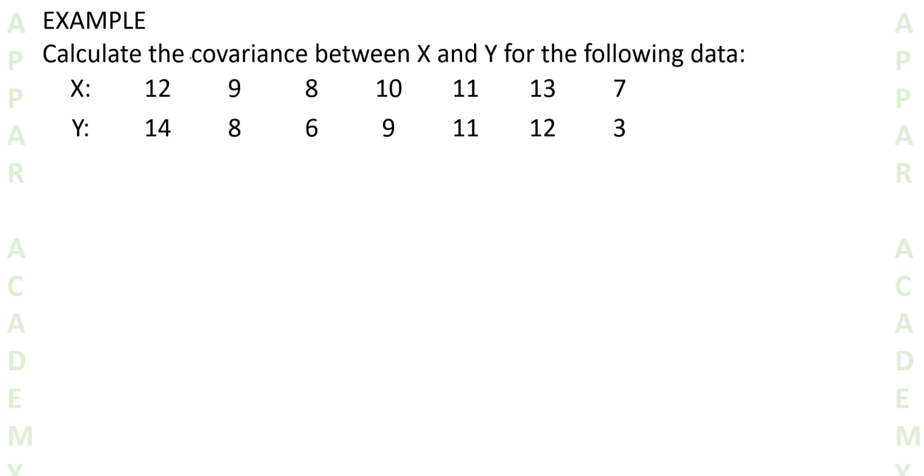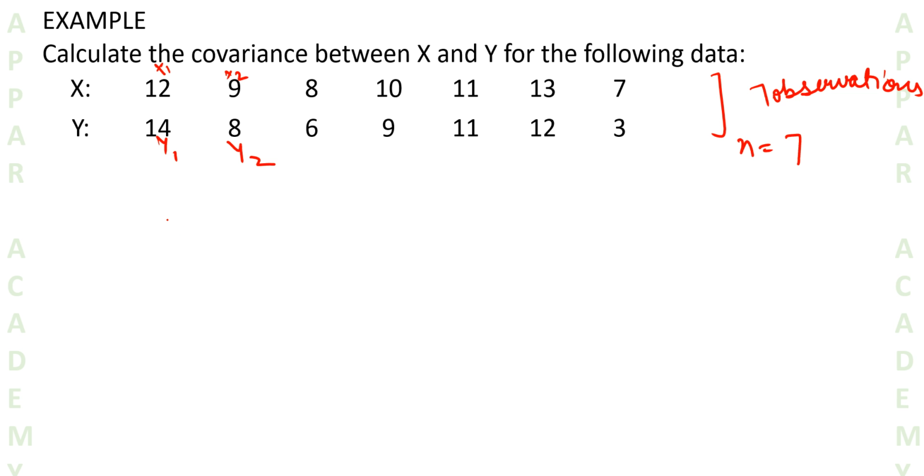Now the question is, calculate the covariance between x and y for the following data. Like when x is 12, y is 14. When x is 9, y is 8. So this is basically x1, this is y1, this is x2, this is y2. And we have 1, 2, 3, 4, 5, 6, 7. We have 7 observations. Right? So it's quite clear that n is equal to 7.